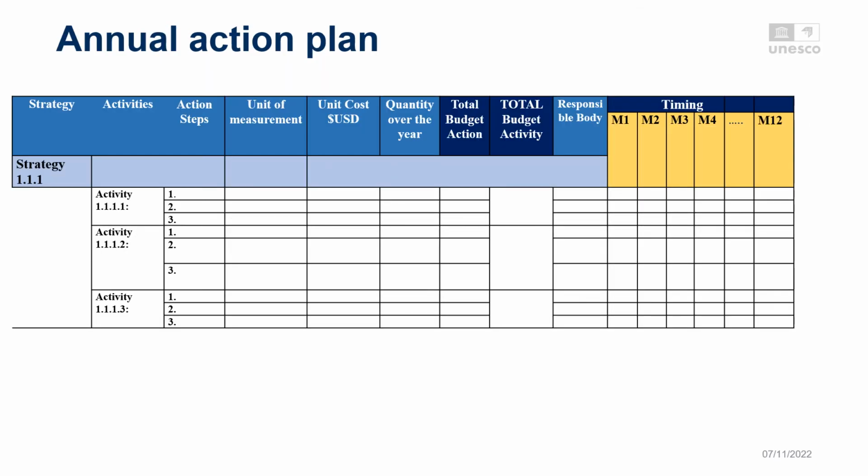An annual action plan can then be a similar format to the multi-year plan, but detailed with just the action steps that will be carried out for that particular year. It could be detailed by month, as we have done here, or by quarter.